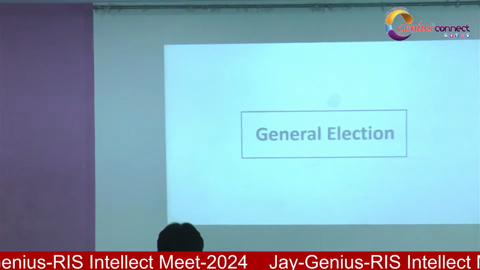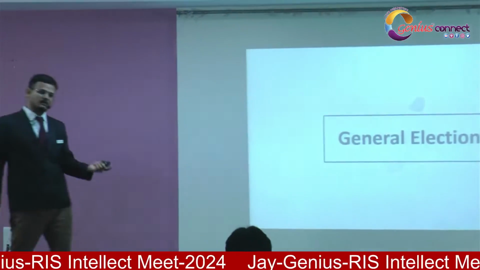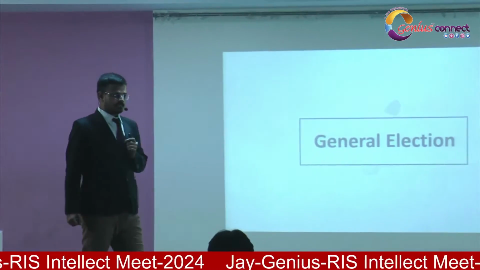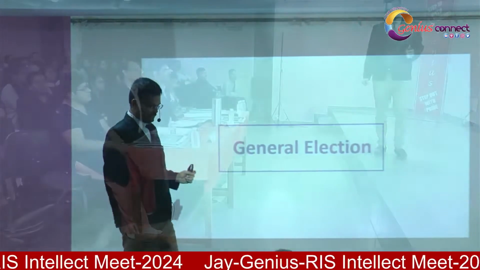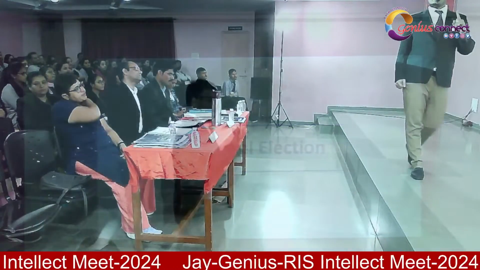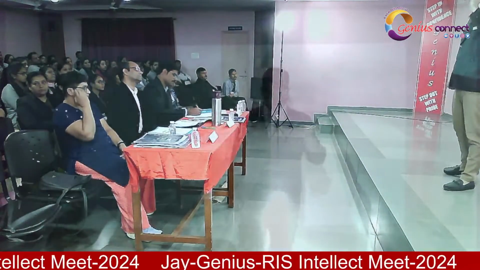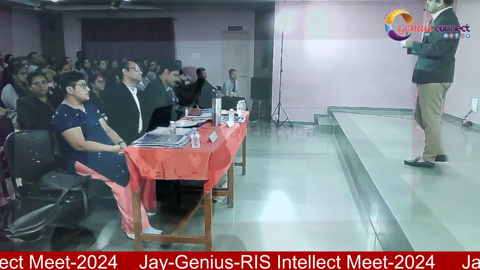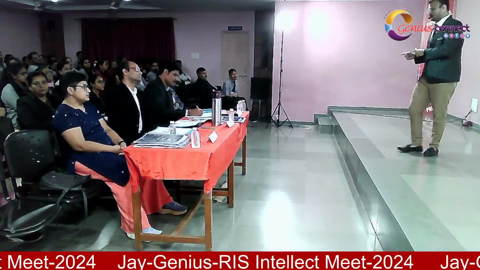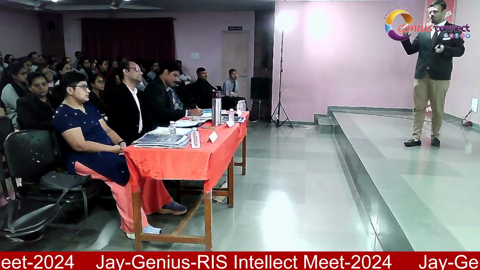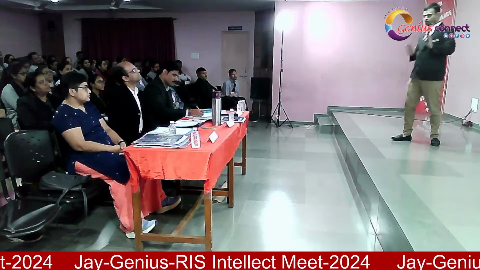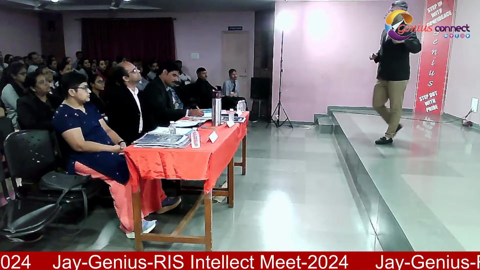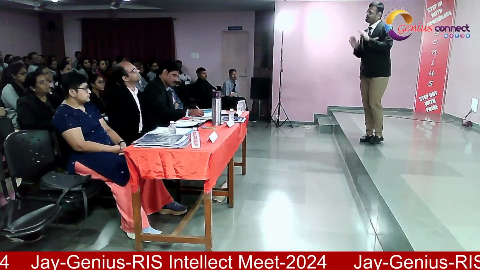In the general elections from 1952 to 2024, 18 elections were held, in which in 1977 the first coalition government was formed, by Morarji Desai. From 1989 to 2014, it was a coalition government. 2014 and 2019 were both majority governments, and again in 2024 we formed a government which is a coalition.